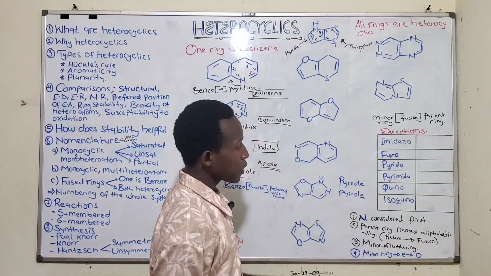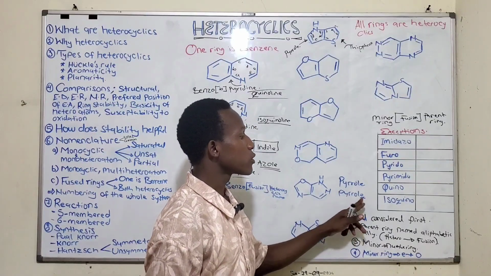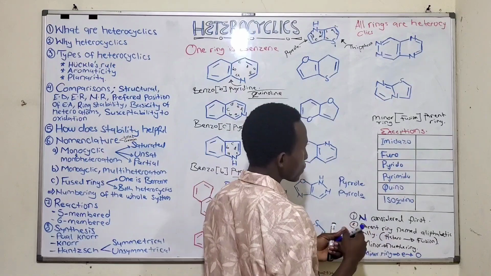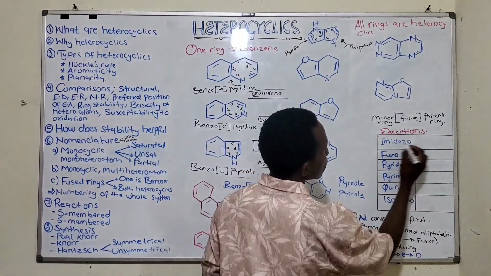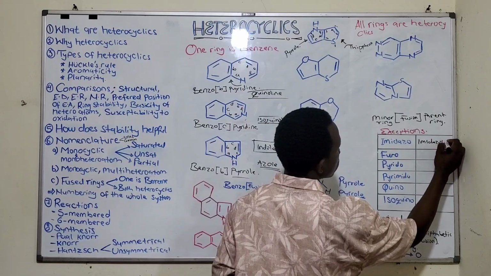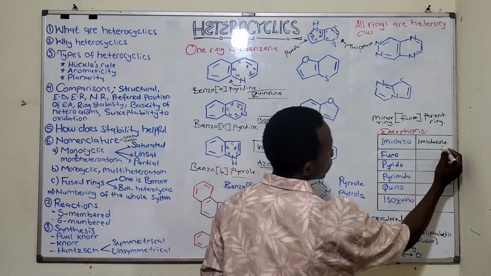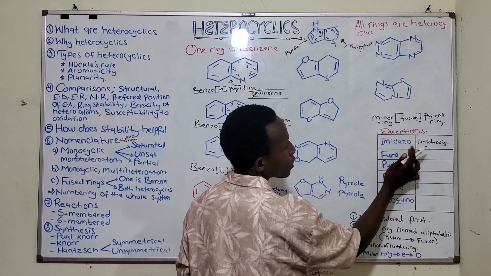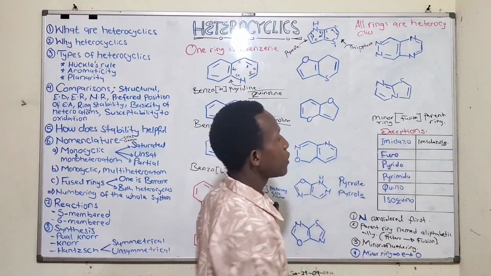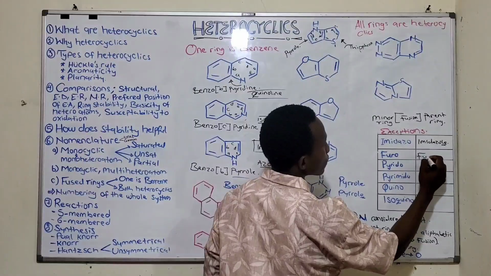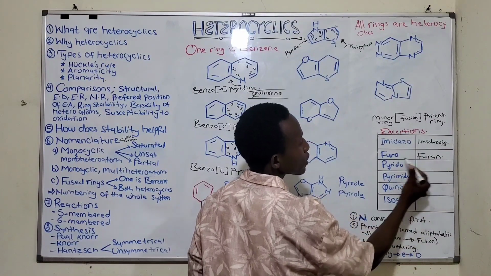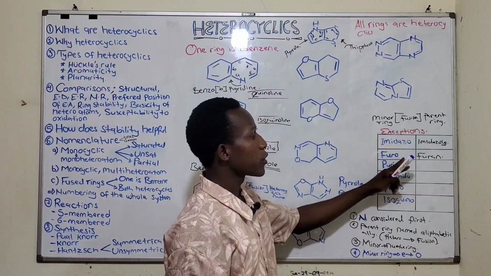For the rings, if it ends with E, you change it to O. But for these ones, there are exceptions. For example, imidazo is like this, imidazo. But we just remove the E to imidazole. For furan, you just remove N and this HN2, so it is furo.